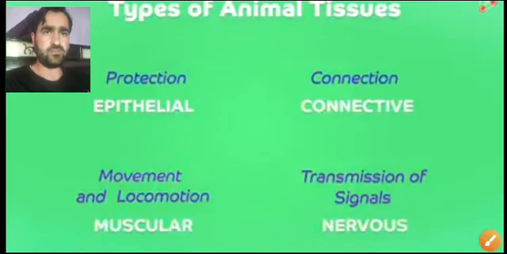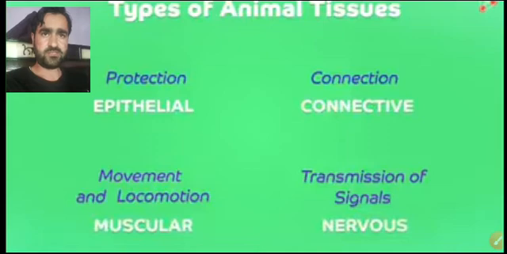Today we are going to continue with the animal tissue. As I told you, much like plants, the animal body performs a large number of functions. And for that, we have innumerable types of tissues in the animal body. But for the sake of convenience, we have classified the animal tissues into four major types. That is epithelial tissue, connective tissue, muscular tissue or muscle tissue, and the last one is nervous tissue.